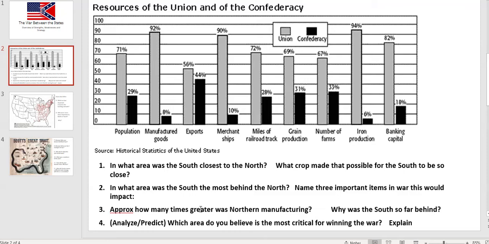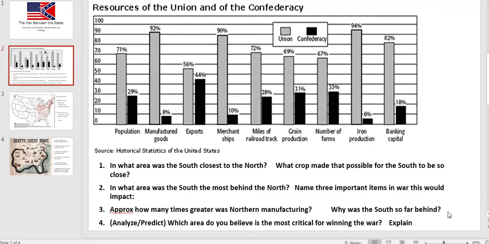Approximately how many times greater was northern manufacturing? So I'm going to look at manufacturing here. How many times? So it's not 92 minus 8, that's the difference. That's a math word, difference. How many times greater? Well, 8 times 10 is 80, so it's more than 10. 8 times 11 is 88, so it's a little bit more than that. 8 times 12 would be 96, so I take anything between 11 times greater or 12 times greater.